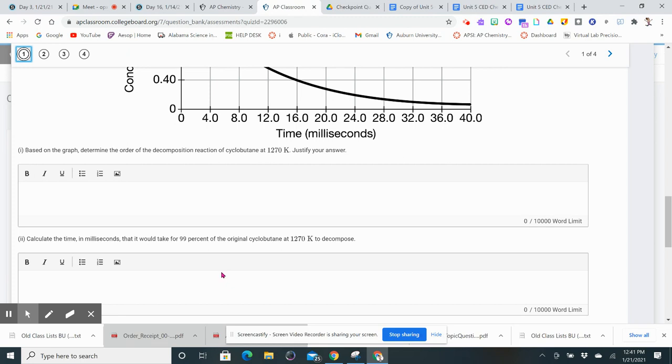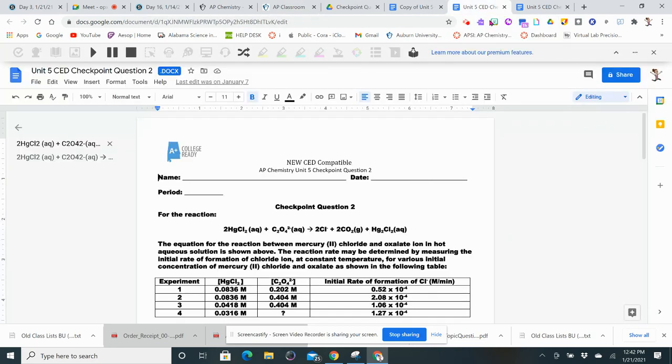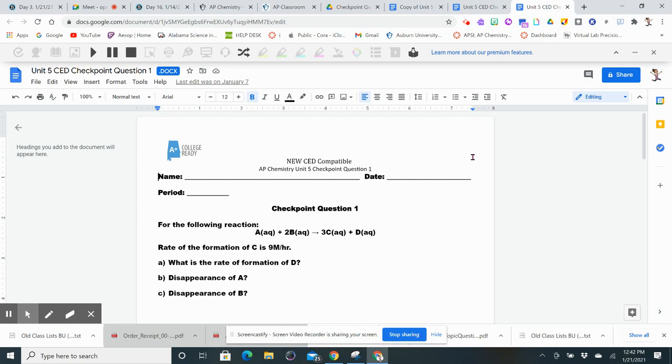So, yes, ma'am. Can I ask a question about the checkpoint 1 thing? Yes, what about it? Okay, so it used the terminology "rate of formation," and in the rest of them it had given us a set rate and a concentration. It's different terminology. It just means what's the rate of that reaction.